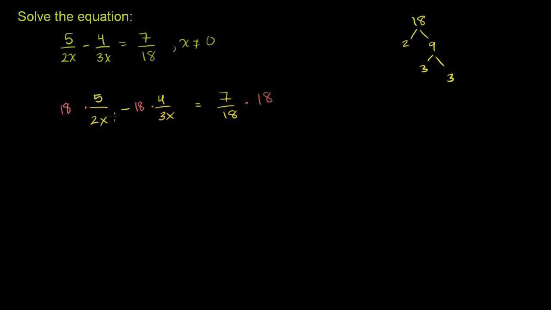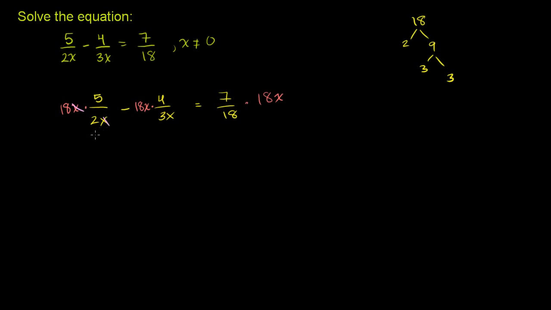So let's also multiply both sides of the equation by x so that we get rid of these. We're essentially going to multiply both sides of the equation by 18x. We're taking essentially the least common multiple of 2x, 3x, and 18. This is the smallest number that is divisible by all three of these. Now, when we do that, our denominators will disappear.